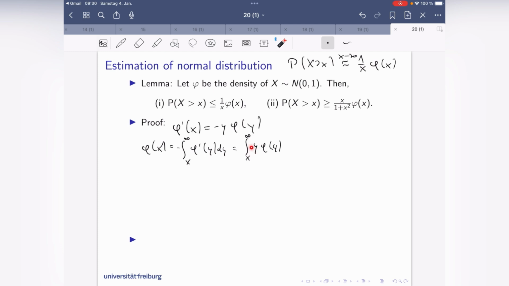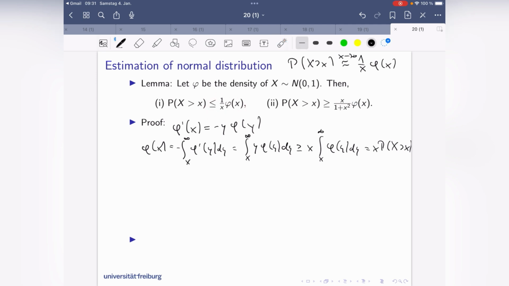And that y here in the integral is larger than x. So that means I can bound it from below. The integral of y phi of y dy is bigger or equal than x times the integral of phi of y dy. And the integral now is the probability that X is bigger than x. And I bring the x to the other side, and I have the first estimate.